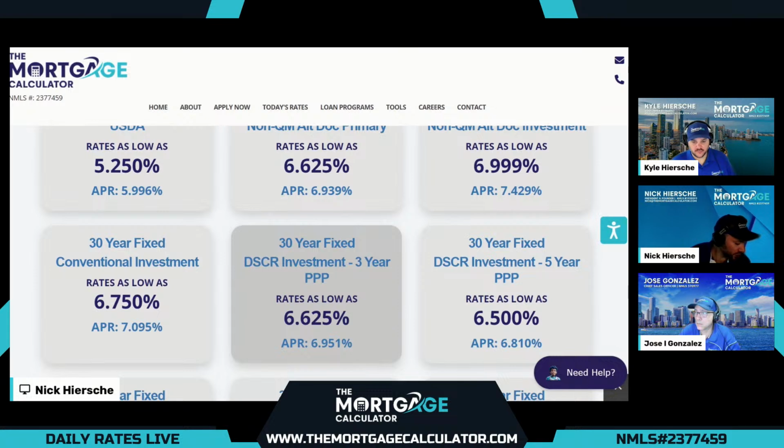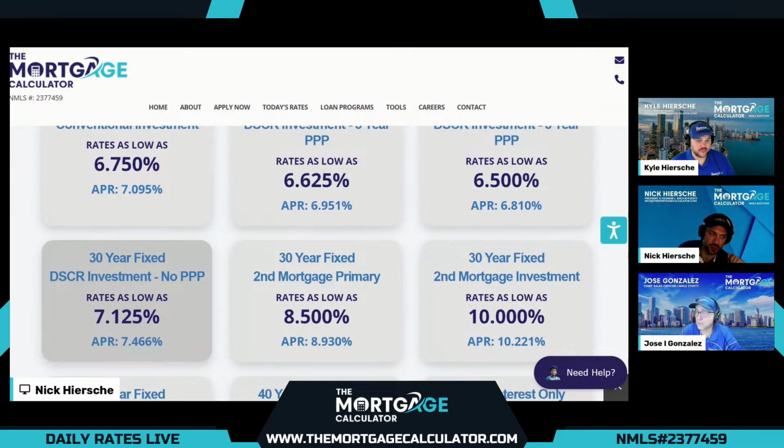First up, our 3-year prepayment penalty, the standard option for a DSCR loan, coming in today at 6.625, final APR 6.951. And our 5-year prepayment option is coming in at a 6.5 rate, final APR 6.810. So it's just a touch cheaper there to add the 5-year prepay.